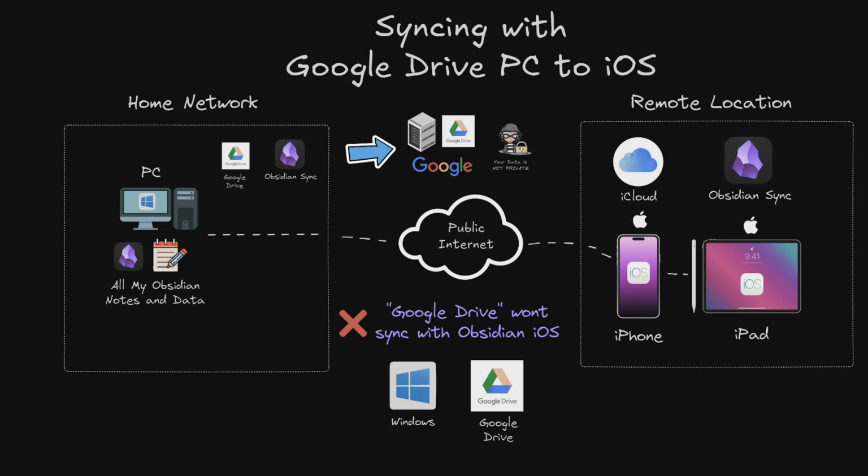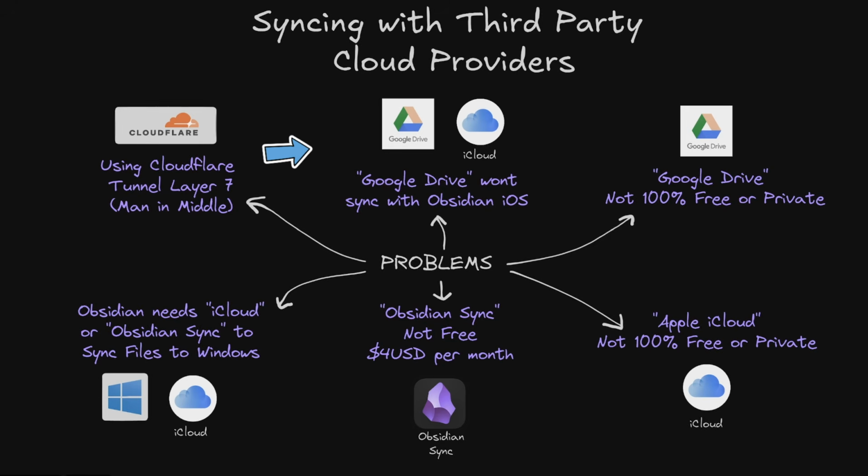Now, you could look at Google Drive, which gives you a little bit more storage space. You get 15 gigabytes, but you can't sync your Google Drive down to your iOS device. Plus, it's still stored on Google servers, so your data is not private. So Google Drive won't sync with Obsidian iOS.